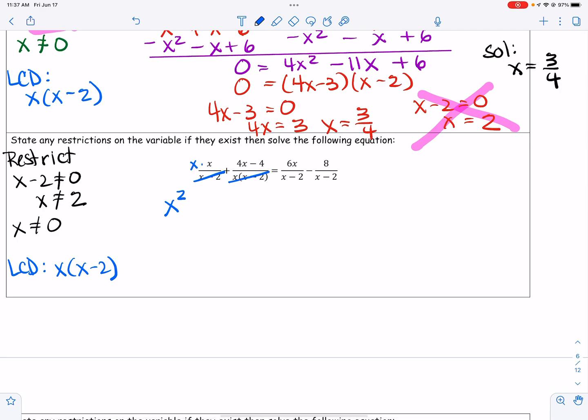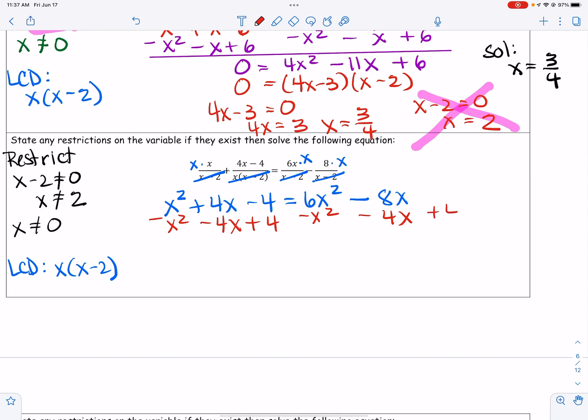So you could write that and then bring it down. Okay, this one, the entire denominator is going to cancel because that is the LCD. And so I get 4x minus 4 equals the x minus 2 cancels, and what's left is the x, so that makes 6x squared. And then minus the x minus 2 cancels, and what's left is x, so I get minus 8x. That might be an easier way for you to do it, just as long as you don't get confused that you have to do it for each fraction, okay? Then we're going to subtract x squared. We're going to subtract 4x, and we're going to add 4.